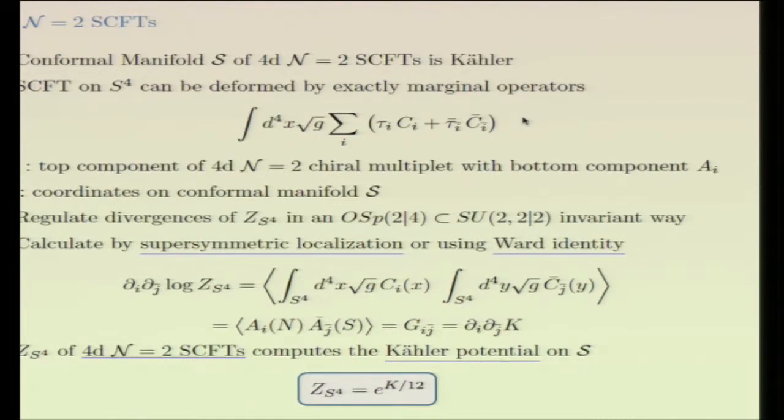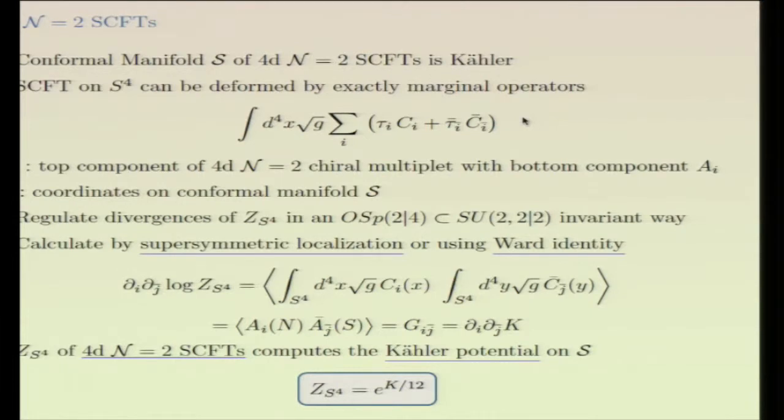The main point here is that, again, this superconformal field theory can have exactly marginal deformations that are parameterized by these operators C_i, which are the top component of a 4-dimensional N=2 chiral multiplet, which has bottom component A_i, and T_i are the coordinates in the conformal manifold. Okay? Again, the partition function of this superconformal field theory is ultraviolet divergent, and we regulate it using this massive subalgebra of the superconformal algebra.